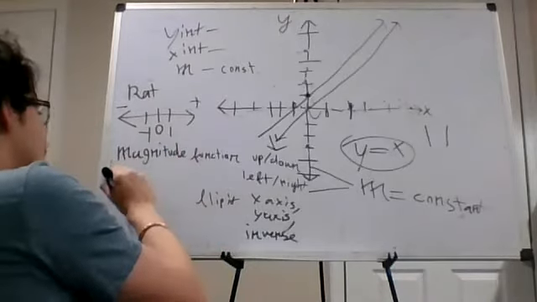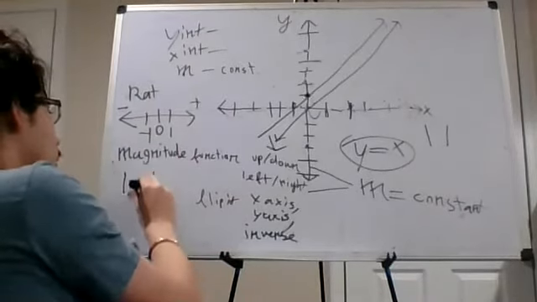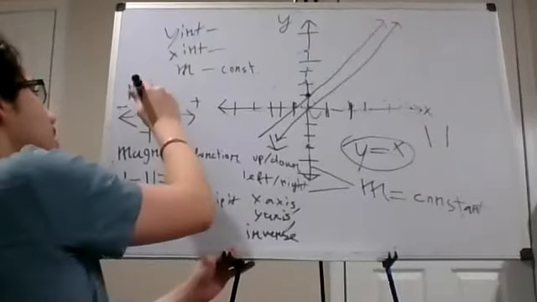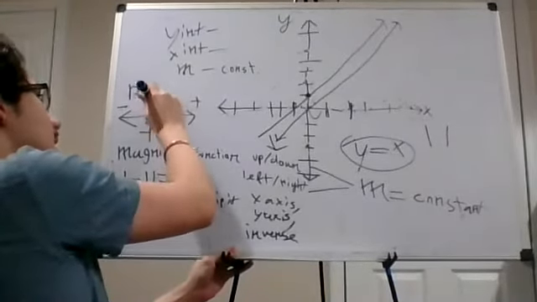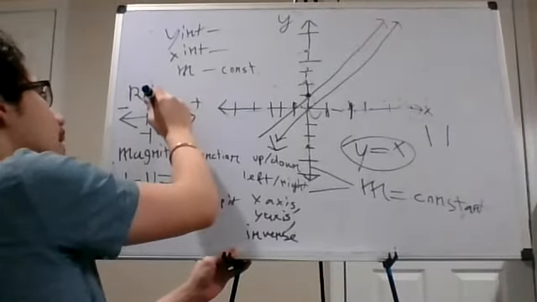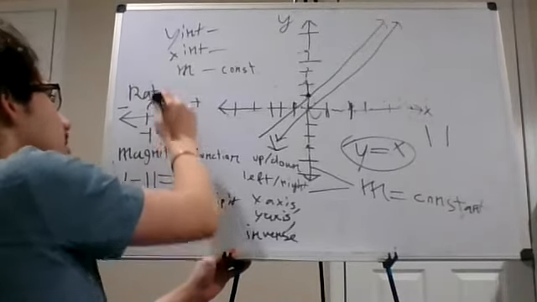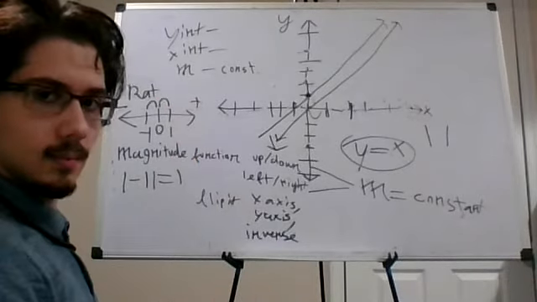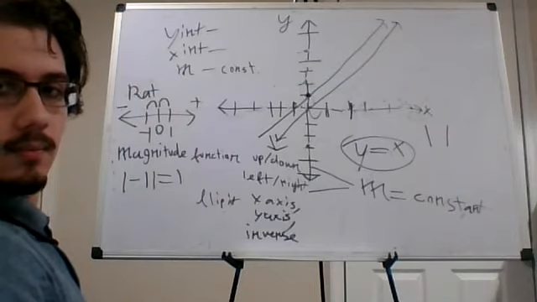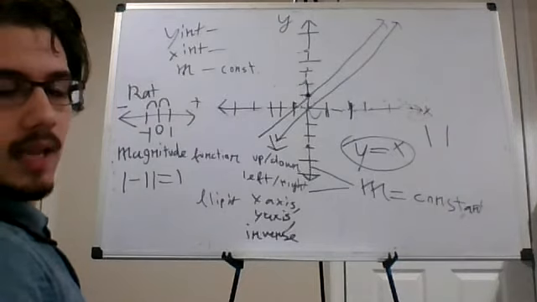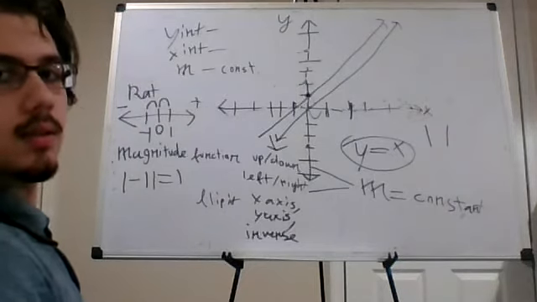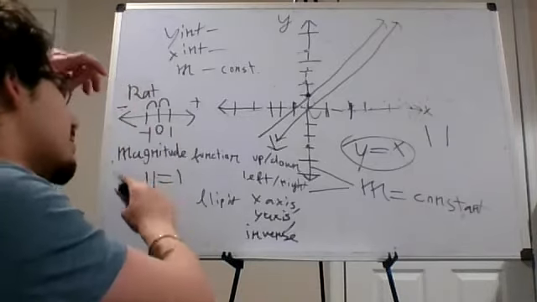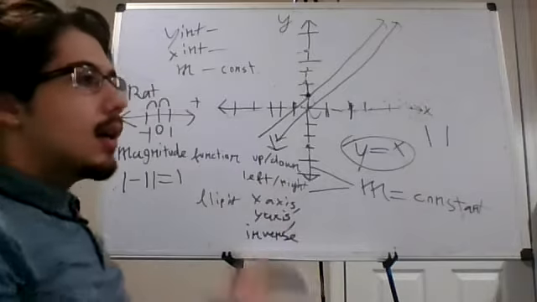So let's say the magnitude of -1 would equal 1 because it is 1 away from 0. As we can see on this number line, it is equally 1 tick away from 0 as 1 is 1 tick away from 0. Does that make sense? Any questions? So a magnitude simply means how far away it is.